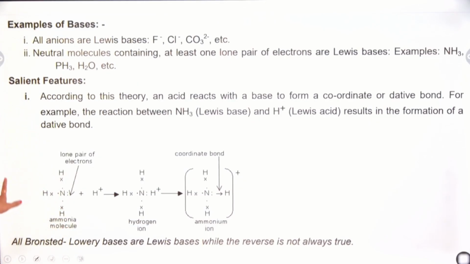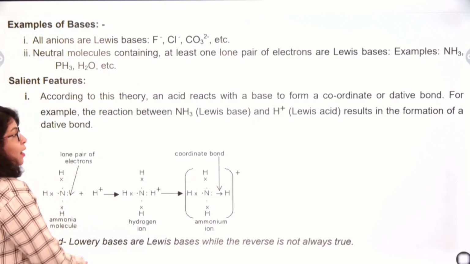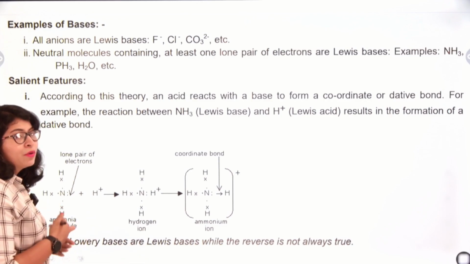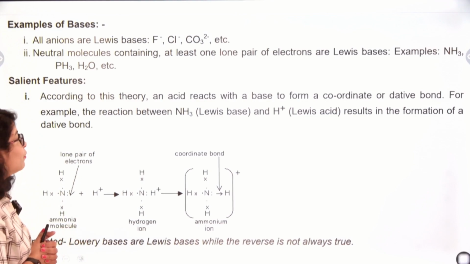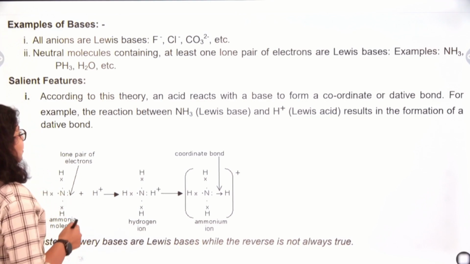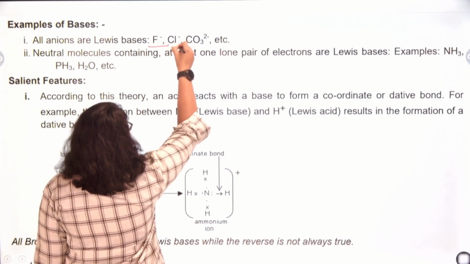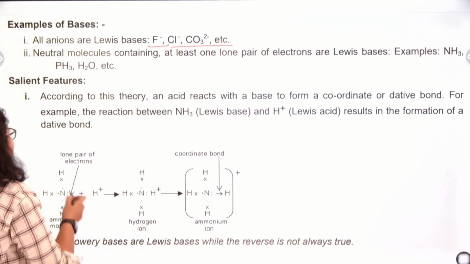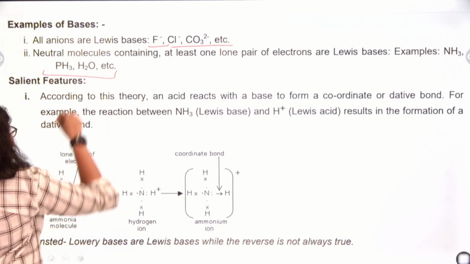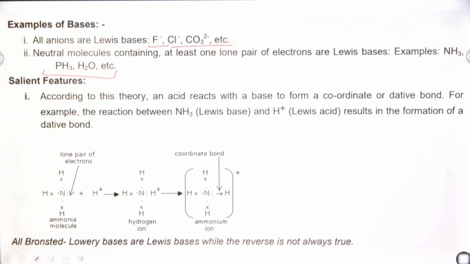Now if I say examples of bases, again they are electron donors. So obviously the ones having negative charges or lone pairs on them will fall under the category of Lewis bases. Examples: F minus, Cl minus, CO3 2 minus, etc. And neutral molecules like NH3, PH3 and H2O, because they have lone pairs. What are the salient features of this theory?